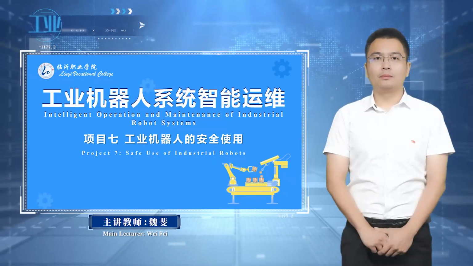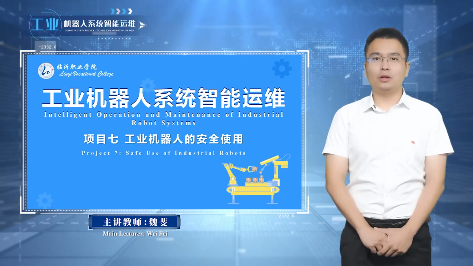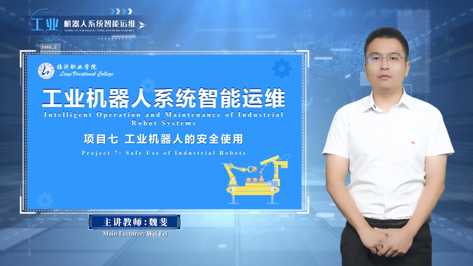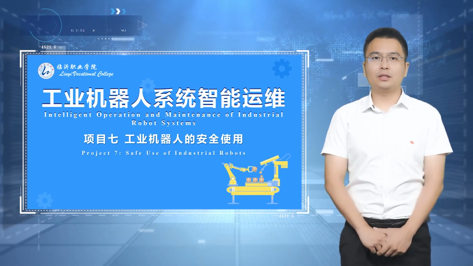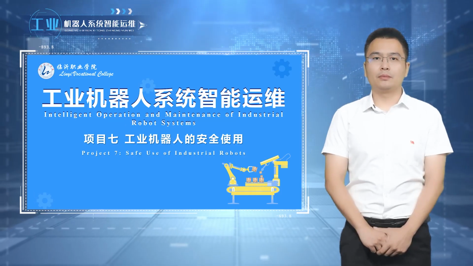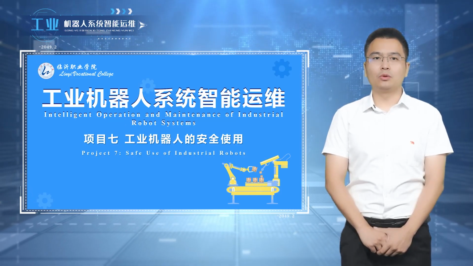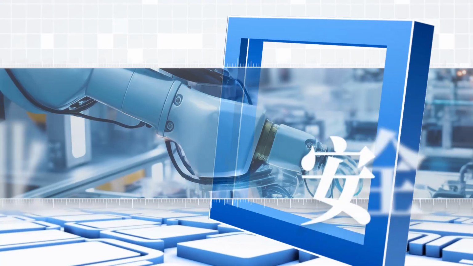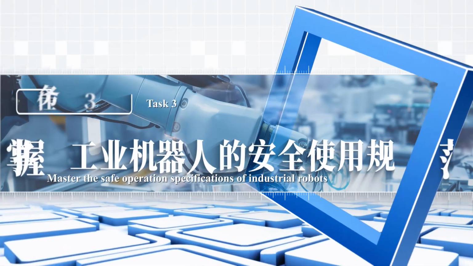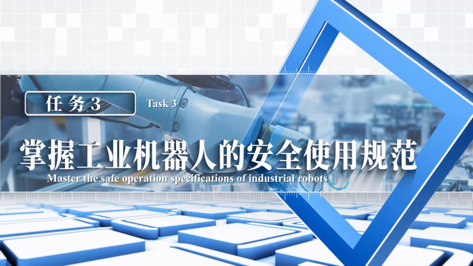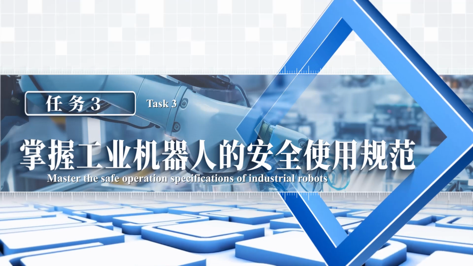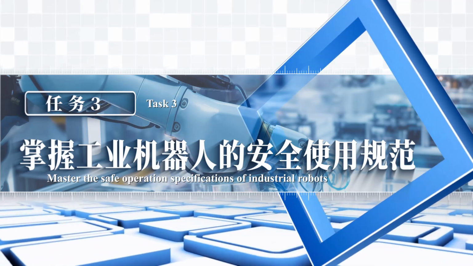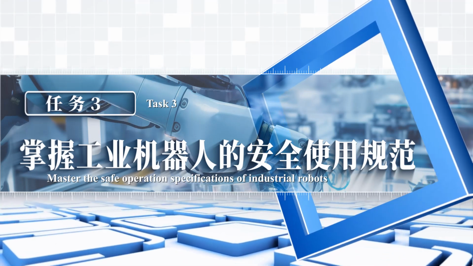Hello everyone. Today, we will learn the 7th project of Industrial Robot System Intelligent Operation and Maintenance, the safe use of industrial robots. This project consists of 3 tasks, and today we will focus on task 3, mastering the safe operation specifications of industrial robots.